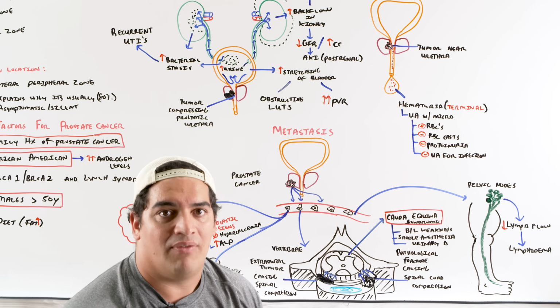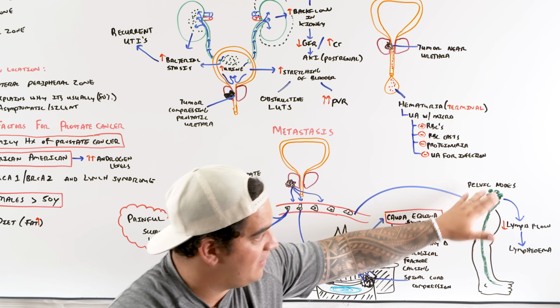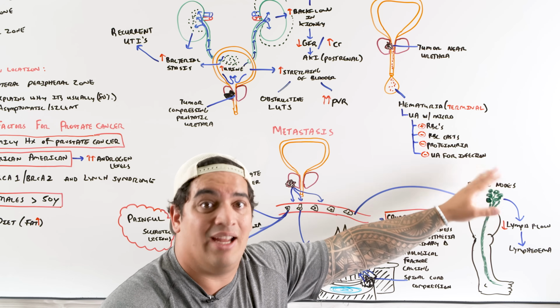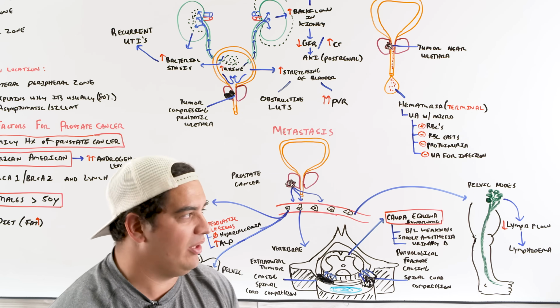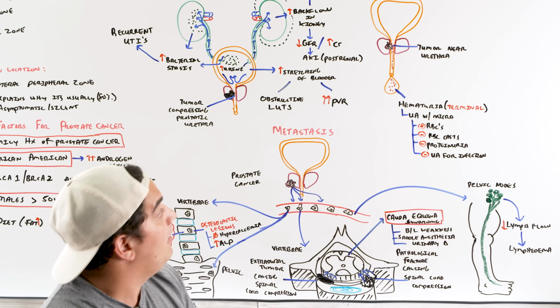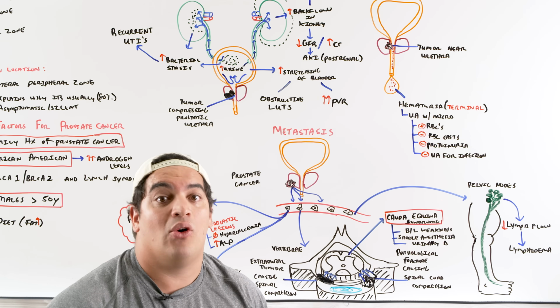Less commonly, you could find lymphedema. Usually you can find this if they do a radical prostatectomy and they get rid of some of the nodes and stuff like that. That's when we can start seeing lymphedema. Usually it's post-operatively rather than pre-operatively. But that really gives you what I think you need to know about prostate cancer.